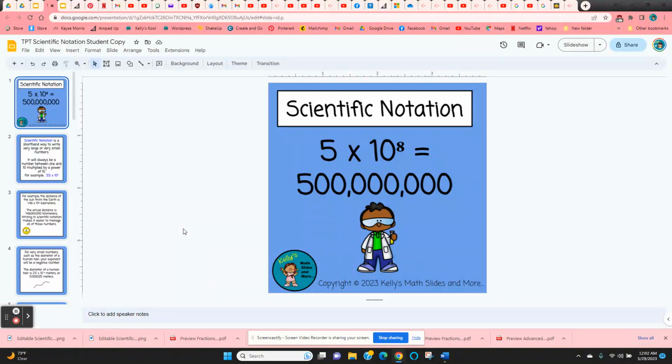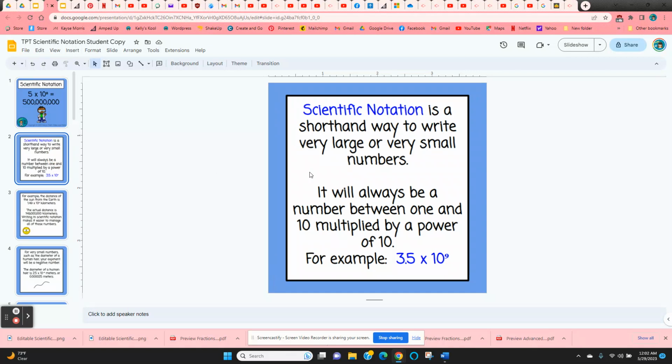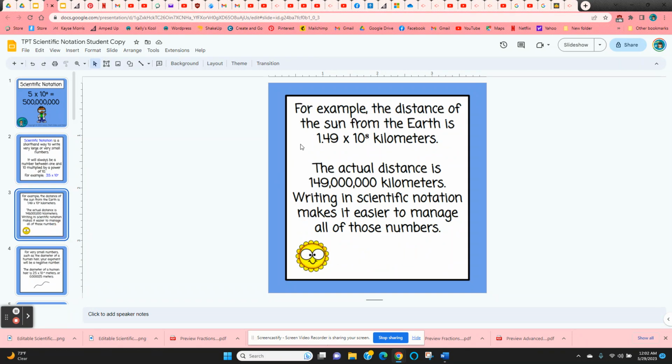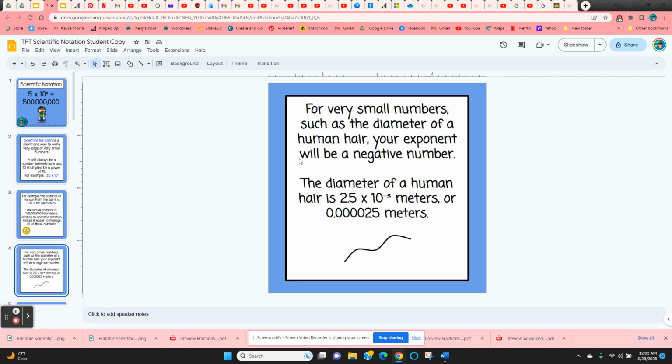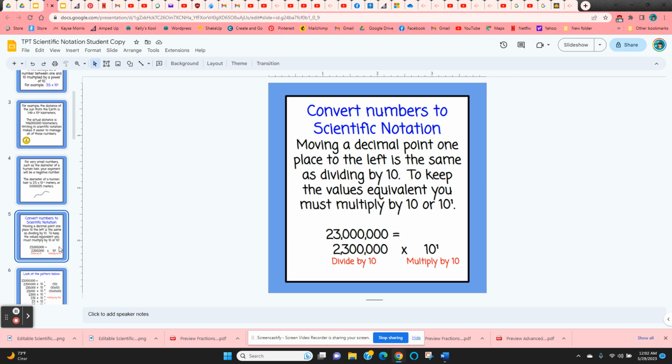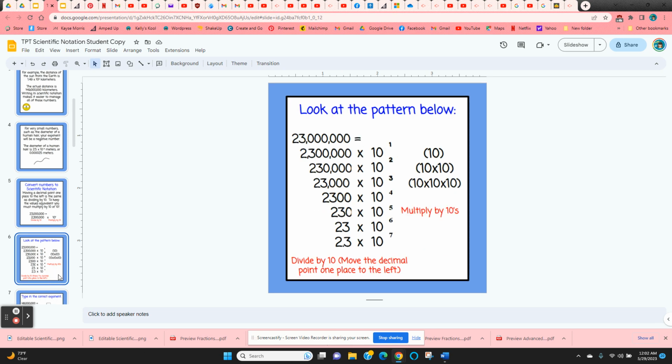Scientific notation. This is a digital lesson, and it starts with a definition of what scientific notation is and why it's used, and then some real life examples, very large numbers, and then an example of using scientific notation for very small numbers. And then it shows them how to convert a number to scientific notation, and it shows students the pattern, how to multiply times 10 to a power.